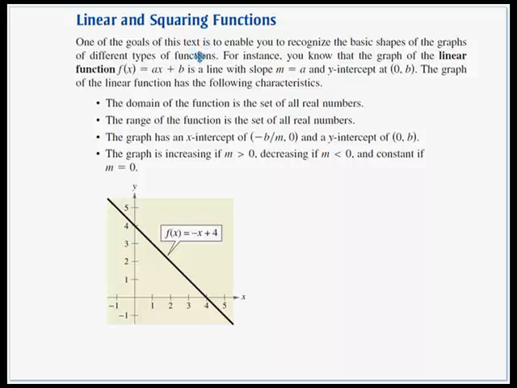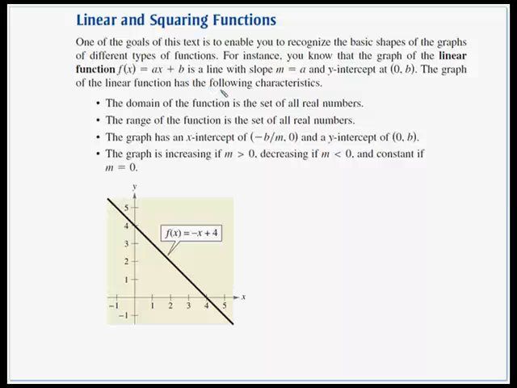One of the goals of this text is to enable you to recognize the basic shape of the graphs of different types of functions. For instance, you know that the graph of a linear function, f of x equals a times x plus or minus b, is a line with slope m equal to a, whatever is in front of the variable x. That will be your slope. And the y-intercept is (0, b), whatever this number is at the end, that is your y-intercept.